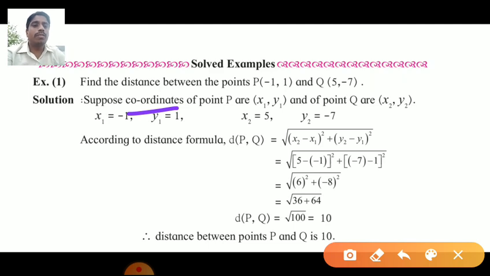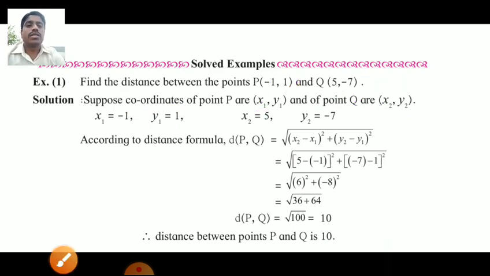Suppose the coordinates of point P are (x1, y1) and the coordinates of point Q are (x2, y2). That means x1 is equal to -1 and y1 is equal to +1. And similarly x2 is equal to 5 and y2 is equal to -7.